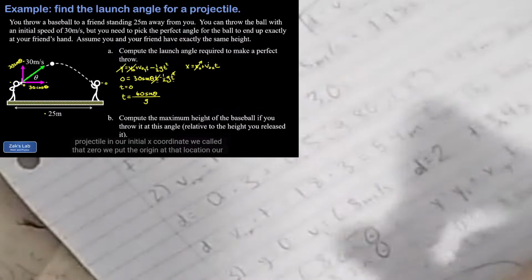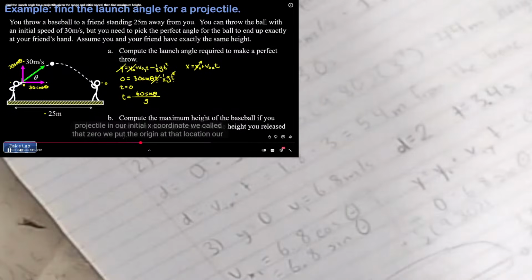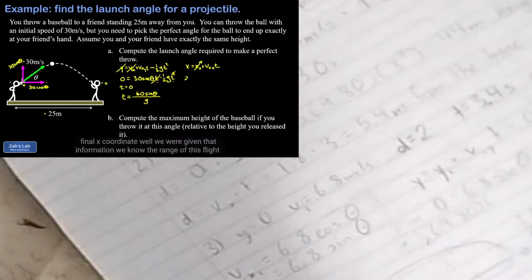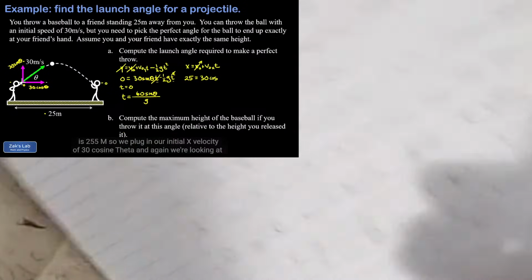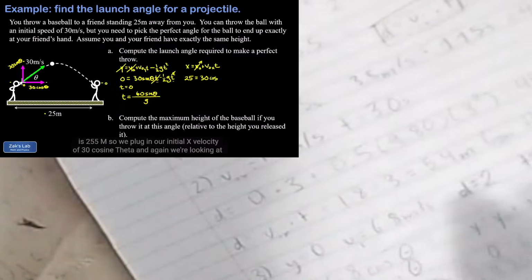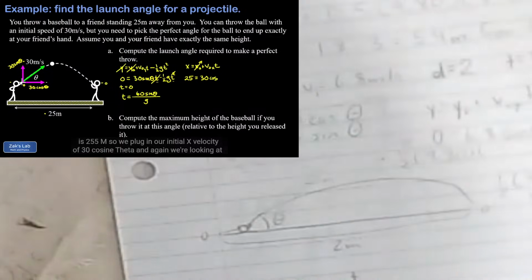In our initial x coordinate, we called that 0. Okay, so we put the origin at that location. Our final x coordinate, well, we were given that information. We know the range of this flight is 25 meters. So we plug in our initial x velocity of 30 cosine theta. 0 plus 6.8 cosine of something that we don't know.